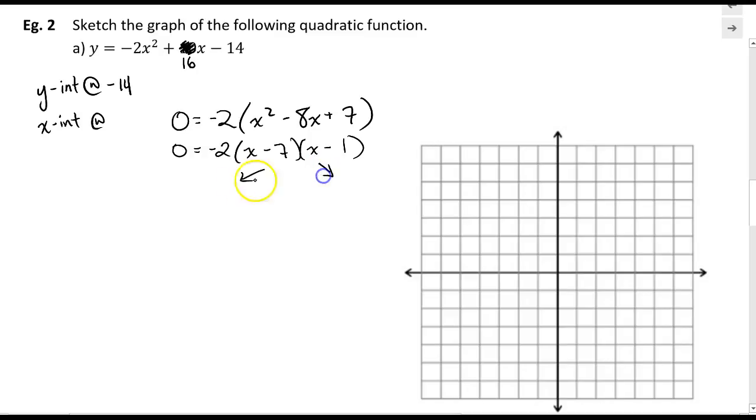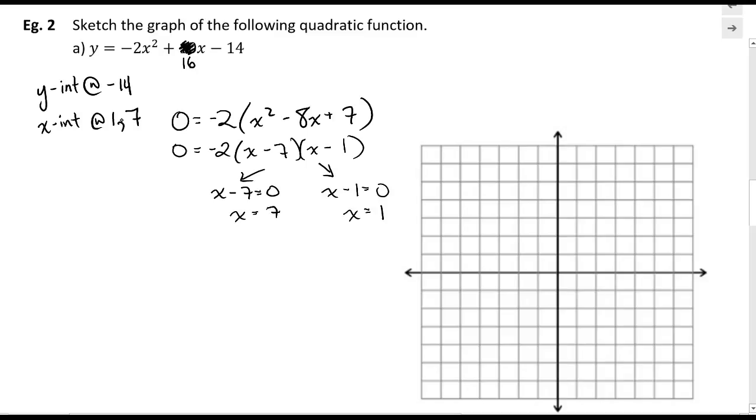Both of them could possibly be 0 based on the 0 property we learned about way back in 3.2. So we've got x minus 7 is 0. That would mean that x is +7. Or it could be that x minus 1 is 0, so then x would be +1. So I've got 2 answers again for my x-intercepts.